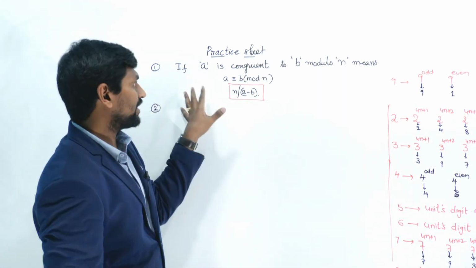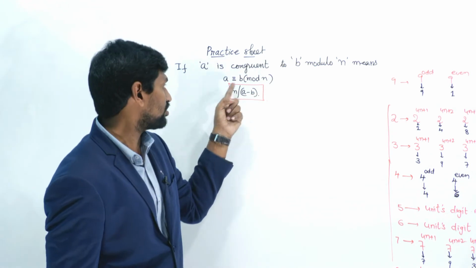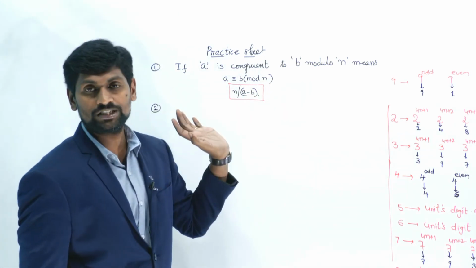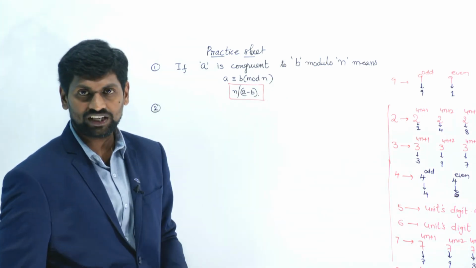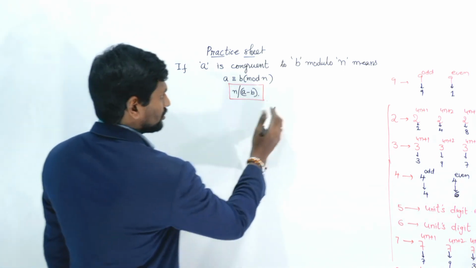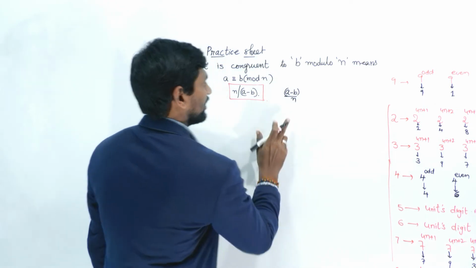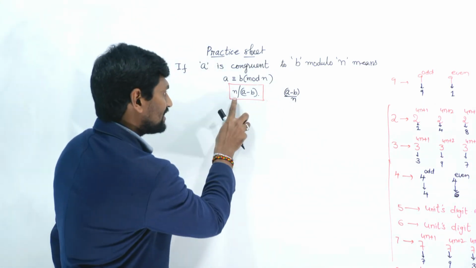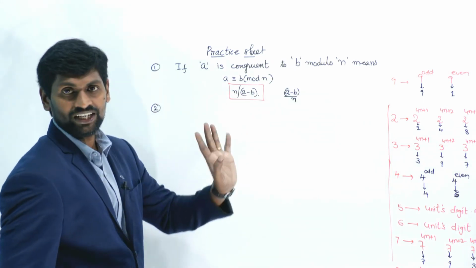If A is congruent to B modulo N, the symbolic form is A is congruent to B modulo N, which means N divides A minus B, or A minus B is divided by N. Both are the same. While you are writing, you should understand both. If you write like this, you should read it as A minus B is divided by N. If you write like this, N divides A minus B. So this is our required option.